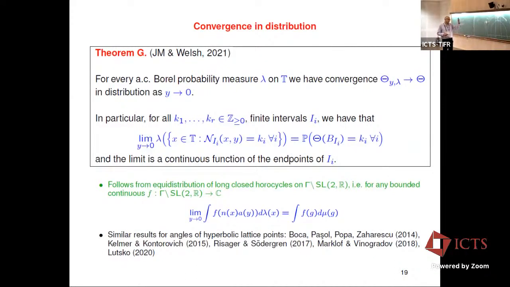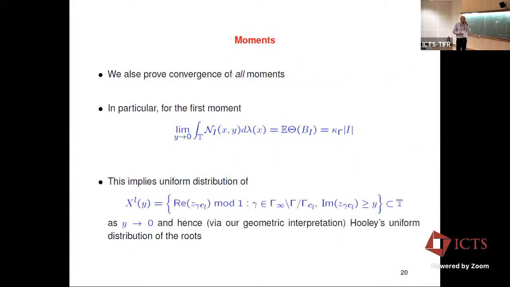And this, in a sense, is a complementary result to what people had studied before, when looking at analogous problems of orbits of points under a discrete group Gamma, where you can also look at these directional statistics. This work was started by Boca, Pasol, Popa, Zaharescu, Kelmer, Kontorovich, Risager, Södergren, who used analytic methods to study this. In my paper with Ilya Vinogradov, we developed this kind of approach to show that you actually have a really nice geometric interpretation of this directional statistics. And this is an extension now from points to lines. But of course, the main thing is the application now to our number theoretic problem.